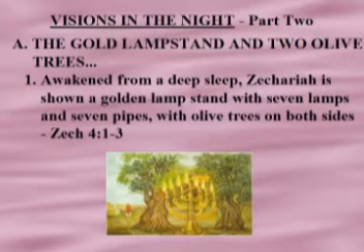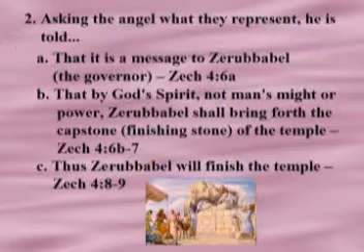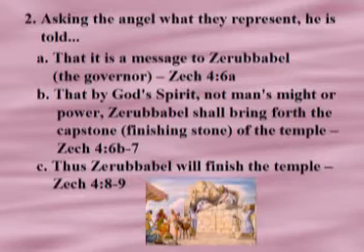1. Awakened from a deep sleep, Zechariah is shown a golden lampstand with 7 lamps and 7 pipes, with olive trees on both sides. Zechariah 4:1 through 3. 2. Asking the angel what they represent, he is told a. That it is a message to Zerubbabel, the governor, Zechariah 4:6.